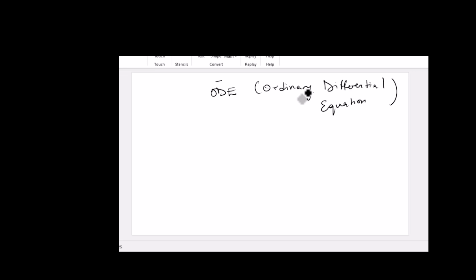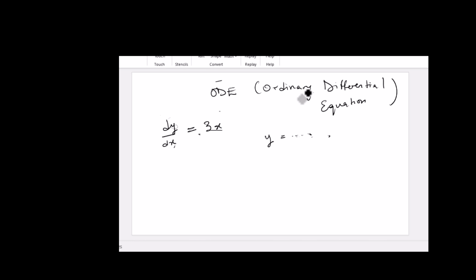Okay, so for example, if you have dy/dx to be, let's say, 3x, you're trying to say how y is changing with respect to x, in the form of 3x. That's what you're trying to say. And if you have this kind of equation, you want to be able to get the value of y as a function of x.